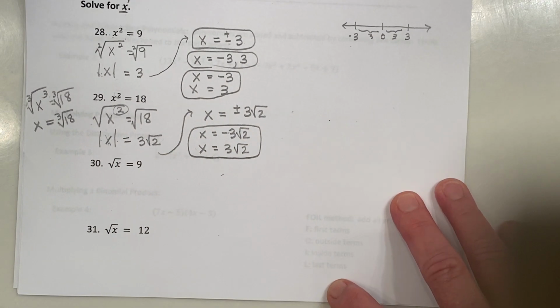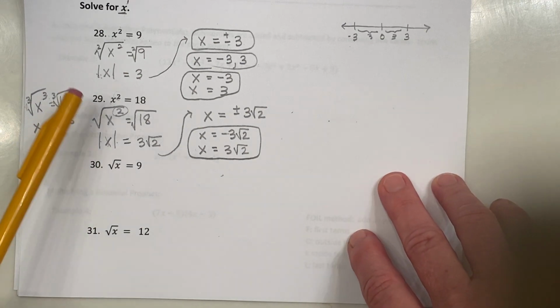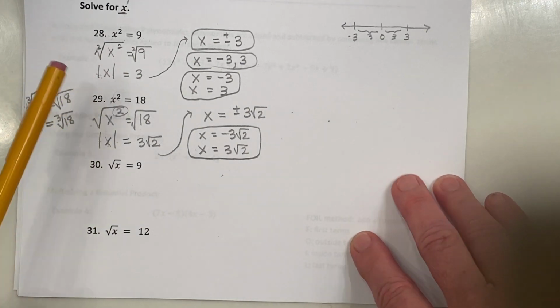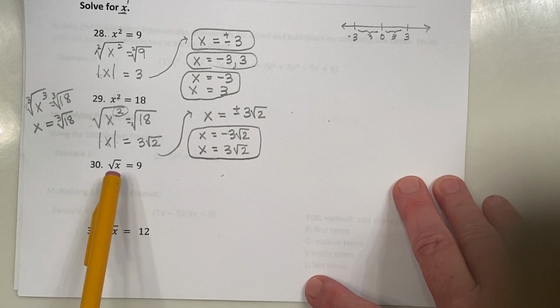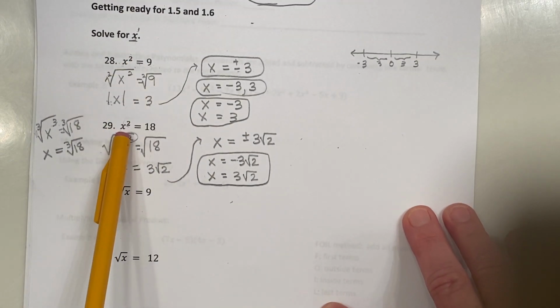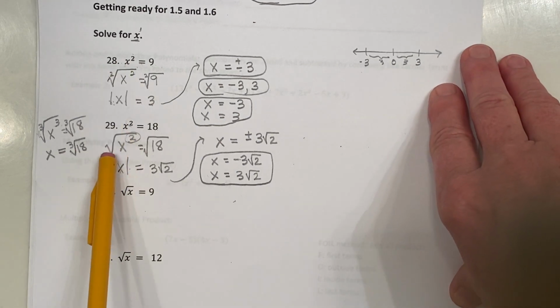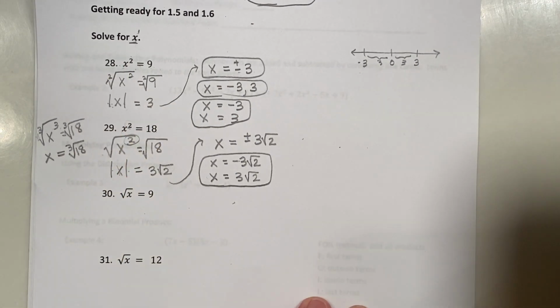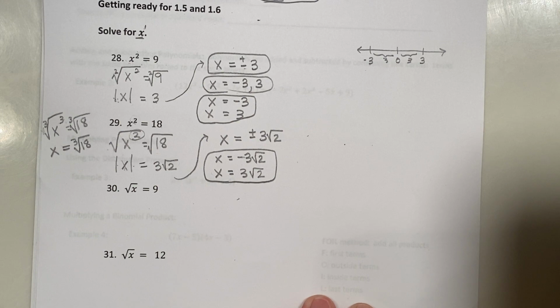Okay, let's change gears a little bit. Look at 30 and 31 and look how they compare to problems 28 and 29. 30 and 31, these are already radicals right here, so they don't have powers. I don't have an exponent expression here, a power expression. So how do I solve this?